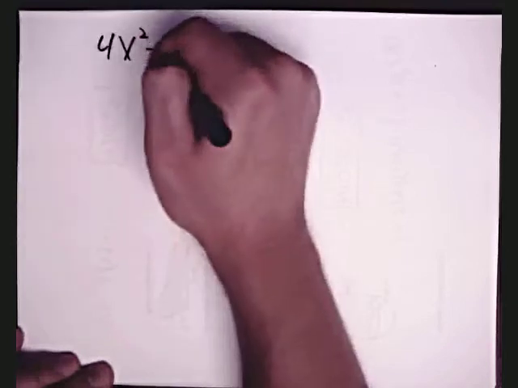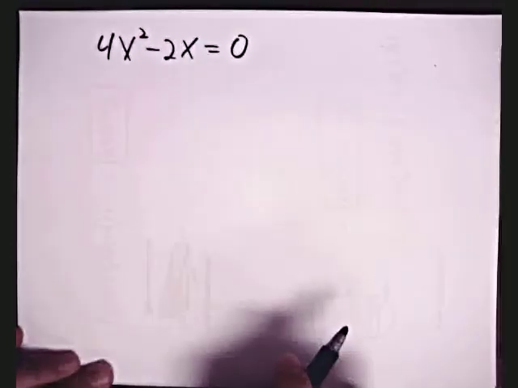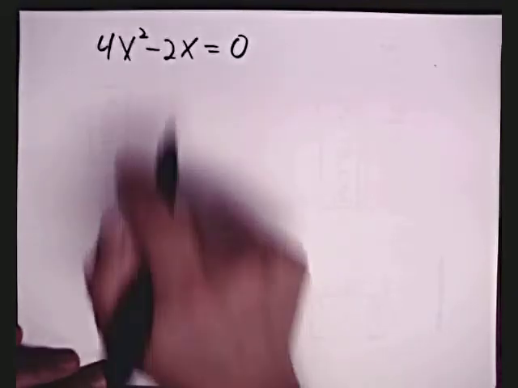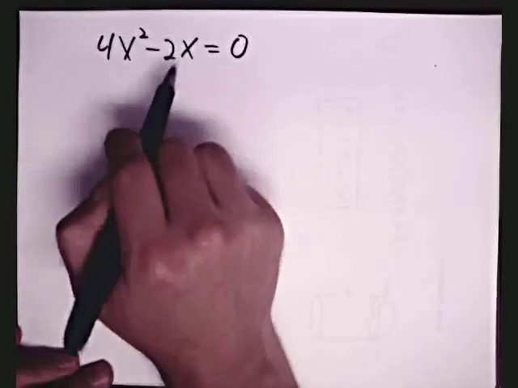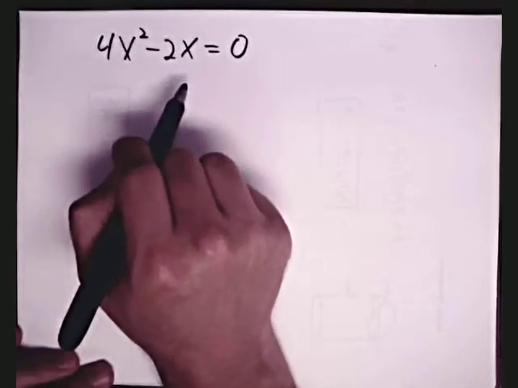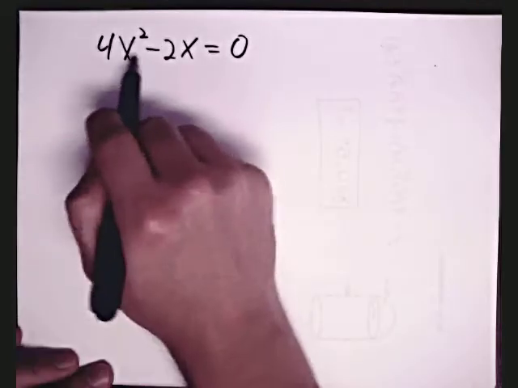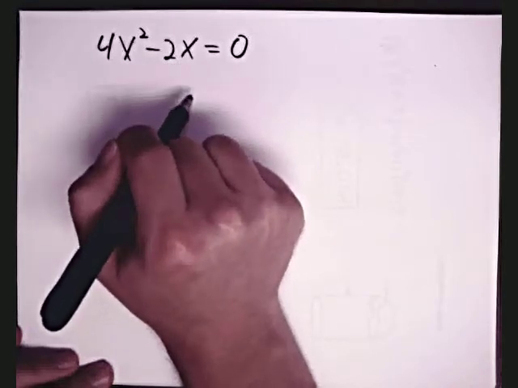4x squared minus 2x equals 0. So if I solve that by factoring, this one's different than the two we reviewed so far. What's different here is that there's no c term. So this is another type of factoring I'm going to review with you. If there's only two terms, then it's either a difference of two squares, or in this case where they both have an x, we want to factor out the greatest common factor.